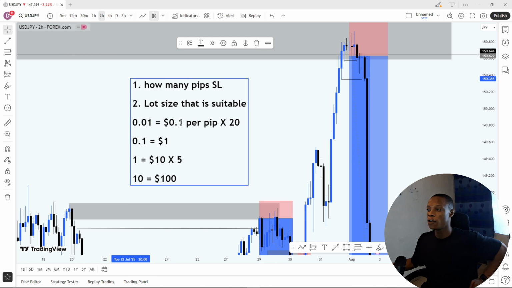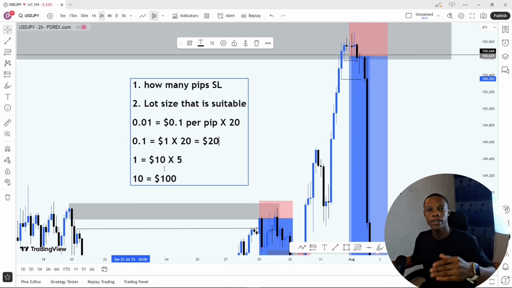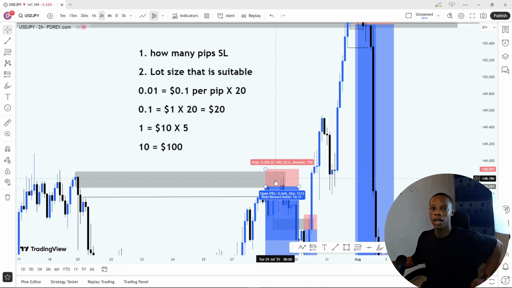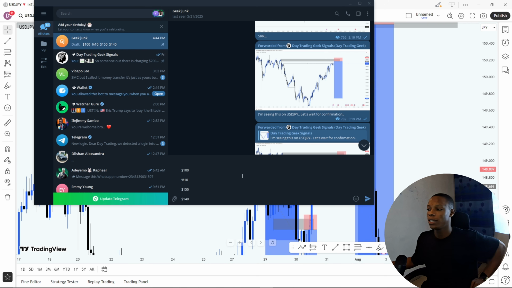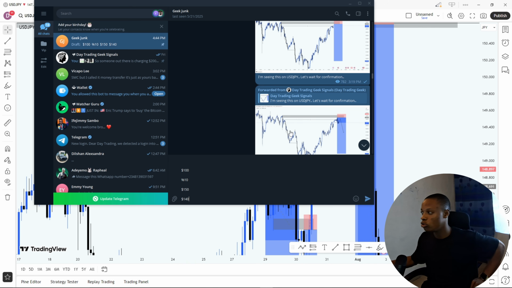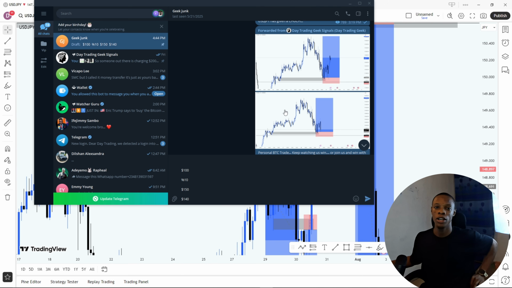So if I use 0.1 lot size, which is equal to about $1 per pip, I'm going to be risking $1 times 20 pips, which is about $20. So on this very trade, I'm risking $20 if I use 0.1 lot size. So what do you think I'm going to do? I'm going to reduce it to half of that, 0.05 lot size. And if I use that, I won't lose more than $10 on this trade, which is what I plan on risking on a single trade. Just like that, you are now able to calculate how much you are risking on that very trade.